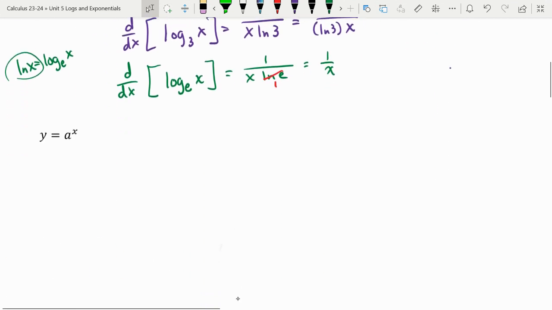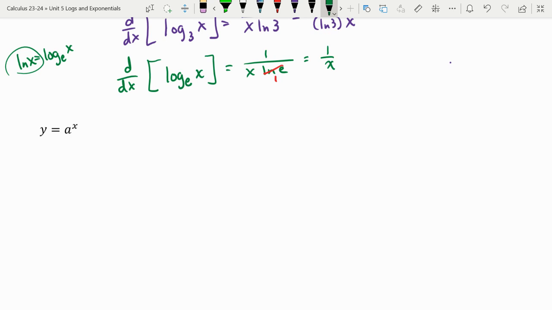What if I have an exponential with a base that is not e? Well, I am going to do logarithmic differentiation, taking the natural log of both sides of my equation, and then using log properties, the exponent comes out front. So I now have x times the natural log of a. And once again, A is a number, so the natural log of a is just a constant.